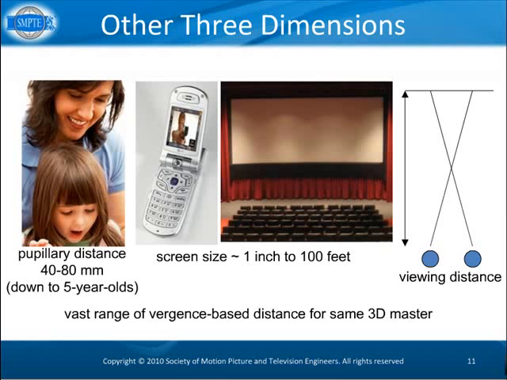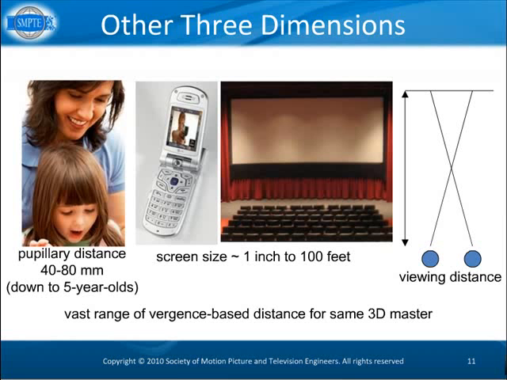Then we have screen size. I'm showing a mobile phone at the left center and a movie theater screen at the right center. The mobile phone image goes down to about 1 inch, and the movie theater screen goes up to about 100 feet. And then finally we have viewing distance. Let's take a sort of orthostereoscopic case. Let's say that we have a negative parallax situation. Negative parallax means that something is going to come out of the screen. And let's say that it happens to match exactly the pupillary distance of the viewer.